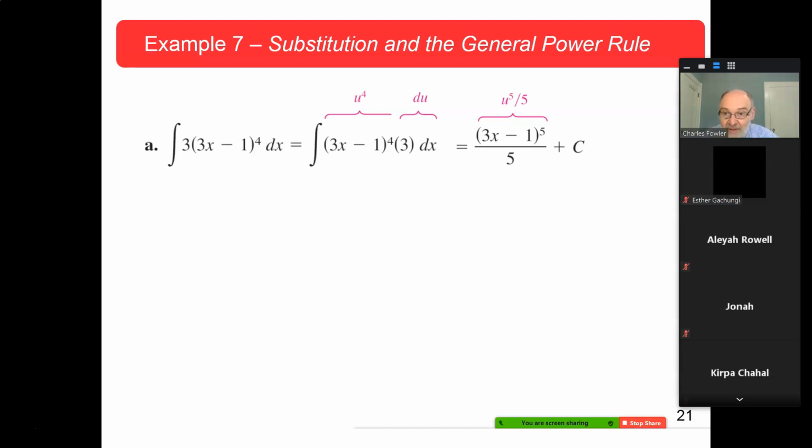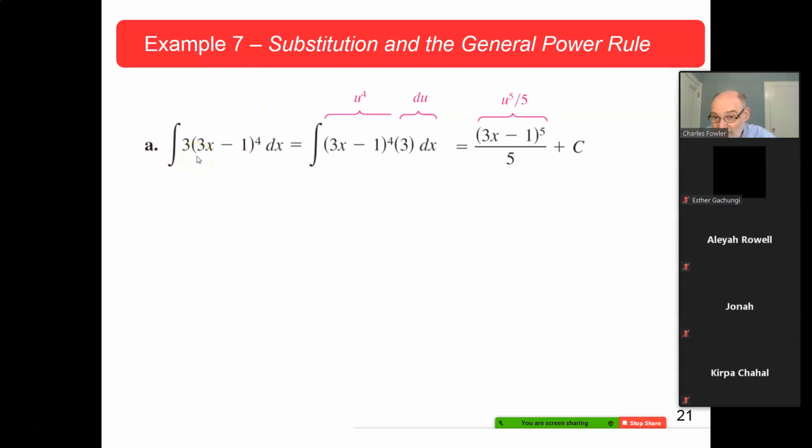Okay, so here's an example. Here's the problem we're looking at: the integral of 3 times (3x minus 1) raised to the 4th power times dx. In any other circumstances, I would be tempted to take this 3 and put it outside the integral. And actually, that's not a bad idea here either, but don't do it yet because we're going to see what's going to happen.